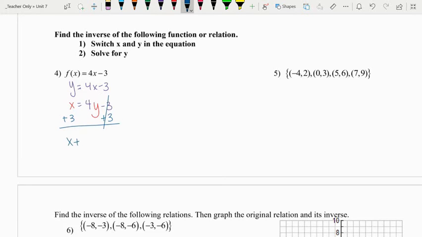And we have x plus 3 equals 4y. And we would divide by 4. Okay, so if I want to rewrite this, y equals 1/4 x plus 3/4. Okay, now the only thing that I want to add is switch it to inverse.